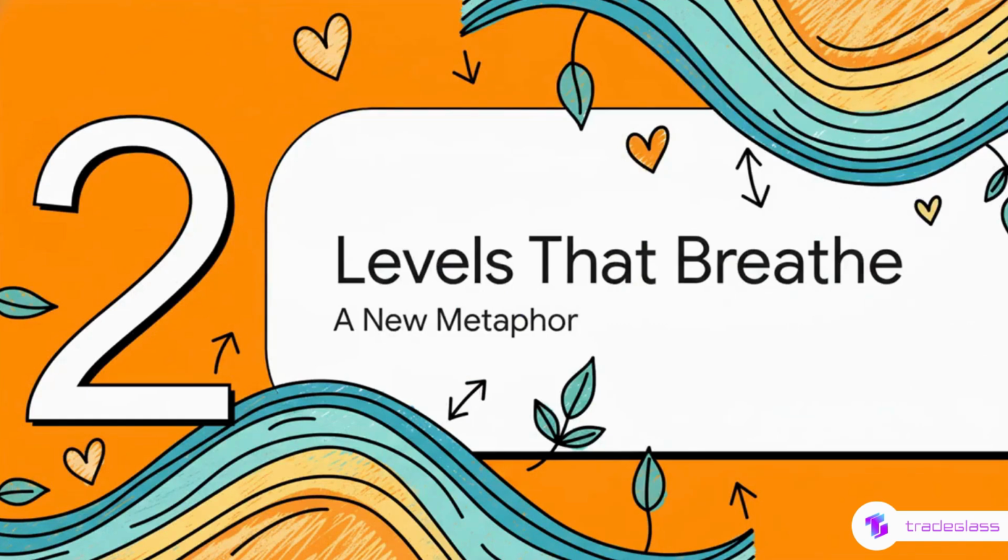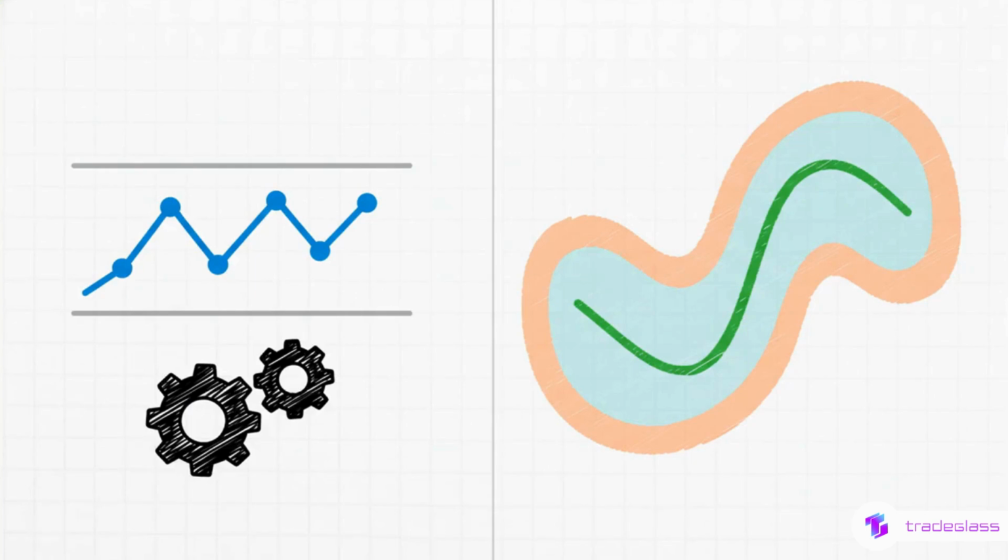So this leads us to a much more powerful way of looking at the market. We have to start thinking about levels that don't just exist as a line on a chart. We need to think about levels that, well, that breathe. And this is the whole idea in a nutshell. Modern markets aren't some mechanical clockwork machine. They're way more organic. They have a rhythm, an ebb and flow. They adapt. And that means our tools for trying to understand them have to be just as adaptive.